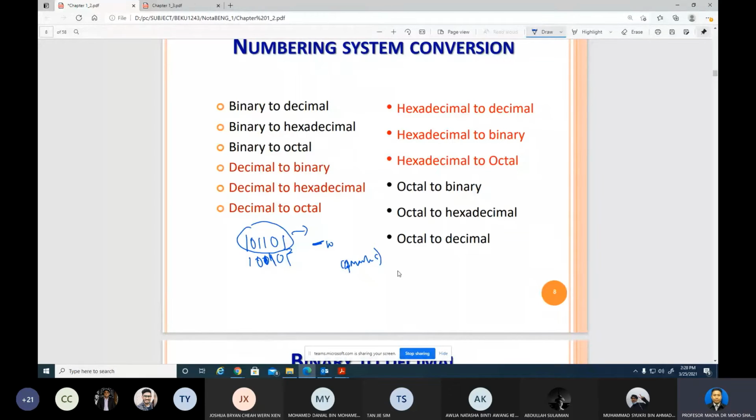But it depends on the marks. For example, if it's only 2 marks, just go straightforward using your calculator. No need to spend your time doing the manual. But you have to know the manual method, how to convert from binary to decimal, binary to hexa, hexadecimal to decimal, or hexadecimal to binary, and so on. So today we focus on this, numbering system conversion.